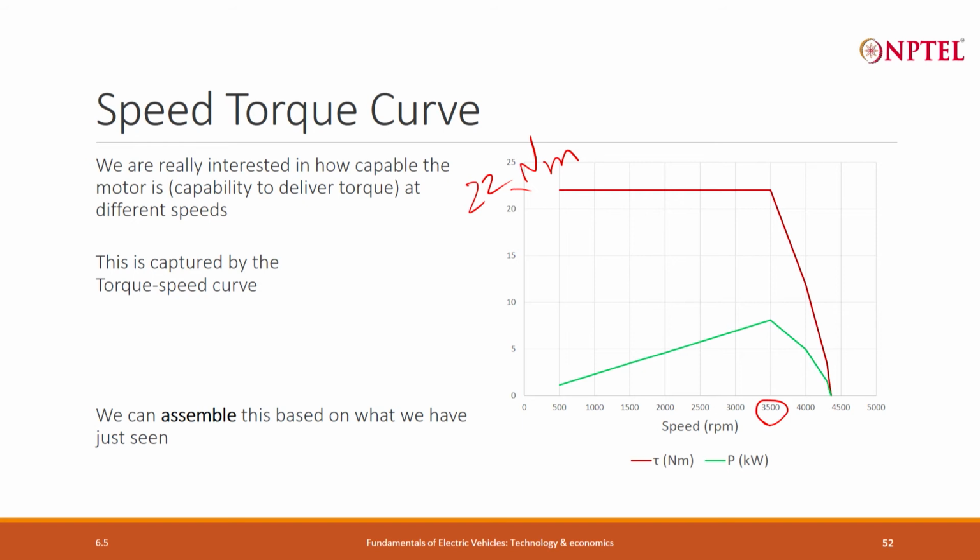But beyond the rated speed, although the speed is increasing, the torque is falling dramatically and the product of the two, which is the power, keeps falling until when I hit 4400 rpm multiplied by 0 torque, the power is 0.